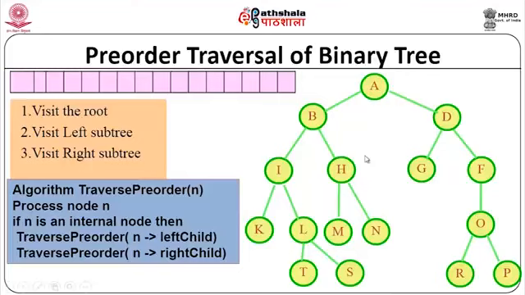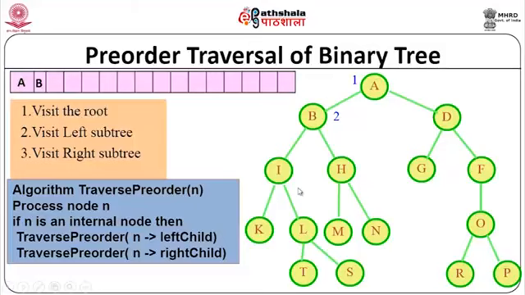Now, I have the node A. According to this, I have to visit A first. So, A is visited, then I have to visit its left subtree. So, the whole subtree is visited. Now, I call this algorithm again. Please note this whole subtree is now called traverse pre-order the left subtree. So, again the left subtree is calling the recursive algorithm. So, I visit the root. Now, after I visit the root I have to process this left subtree.